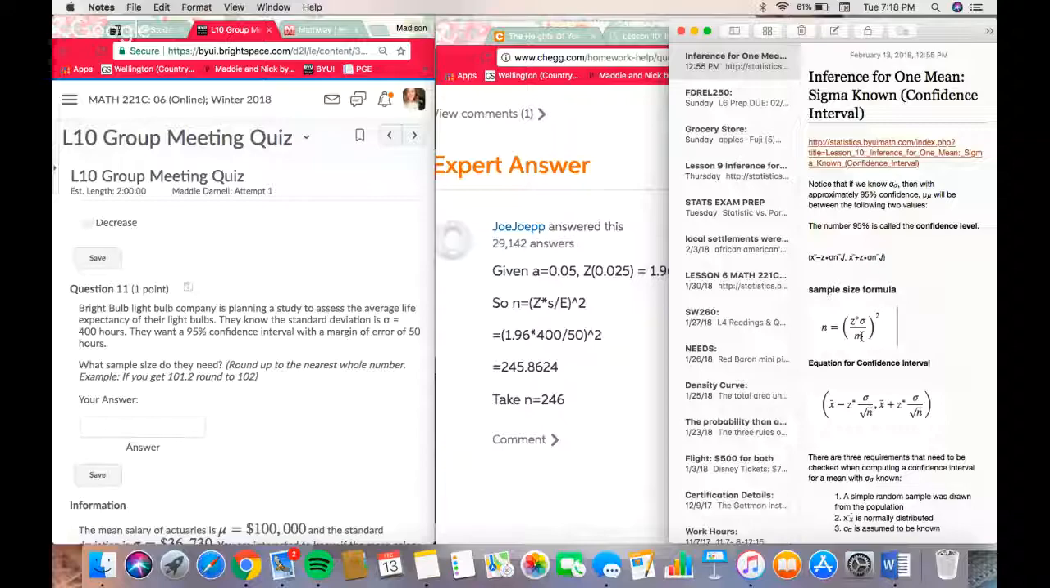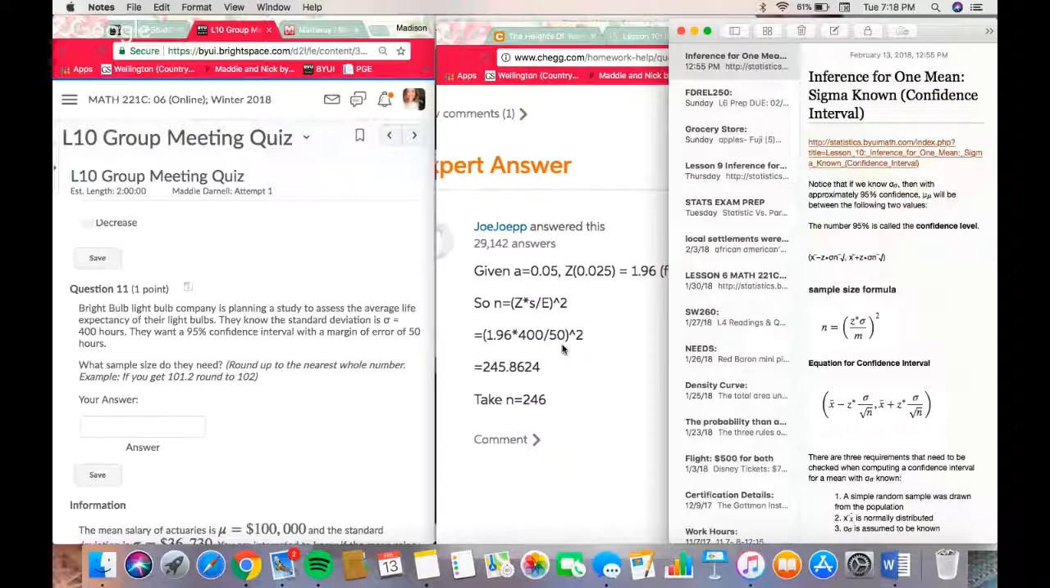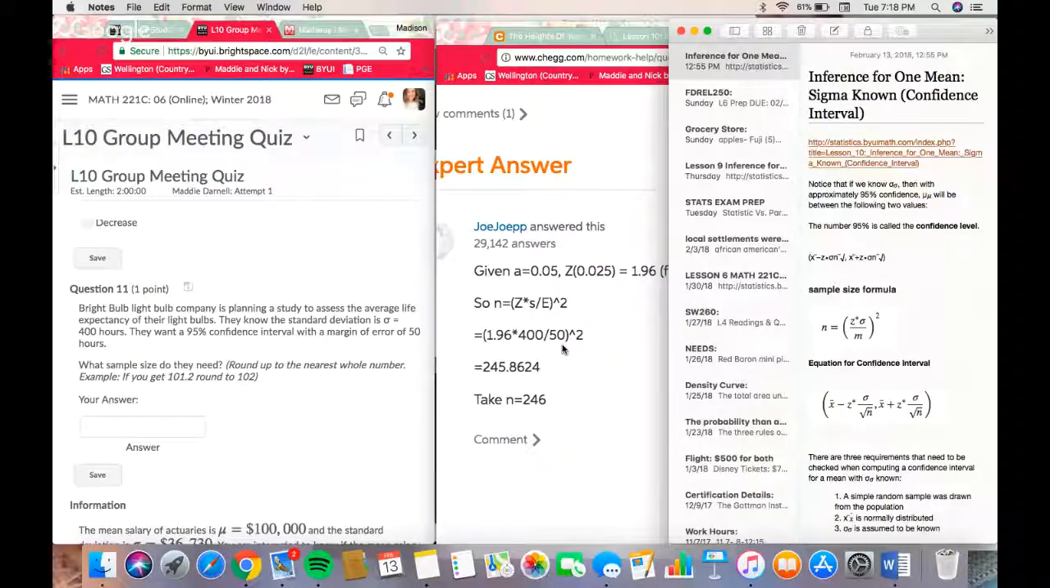Wait, didn't we just figure out what M is? No. I don't think so. So maybe he can help us figure out what M is. So N equals Z times S over E. But his are different, so I have no idea. Oh, E! Margin of error. Oh, it's just marked as M in our book. Yeah. Thank you, Chegg.